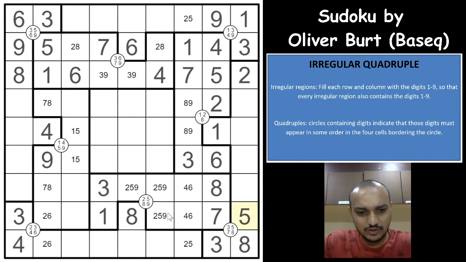This 5 eliminates 5 from this cell. 2, 4, 6 and 9, right? 9 cannot be here. 2, 4 and 6. So you have 2, 4, 6 triplet here. So this is a 9. 9 eliminates from these 2 cells. So this is 2 and 5. This 3 gives you a 9 here. Oh, I'm sorry. And a 3 here. Okay.